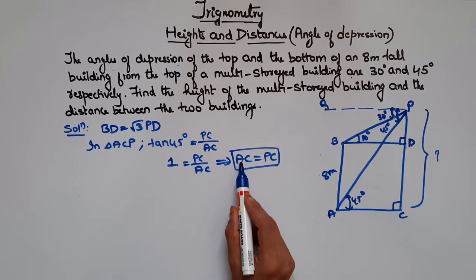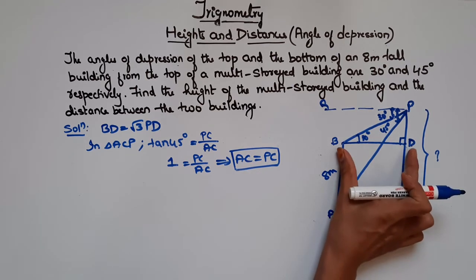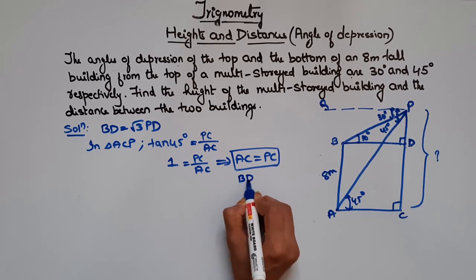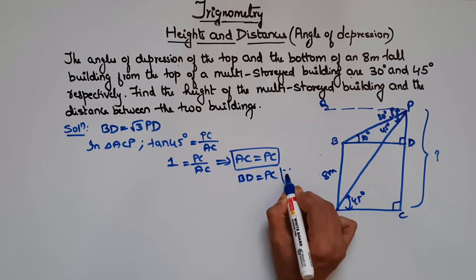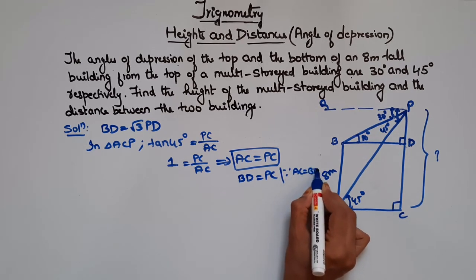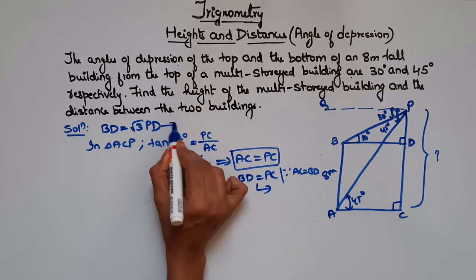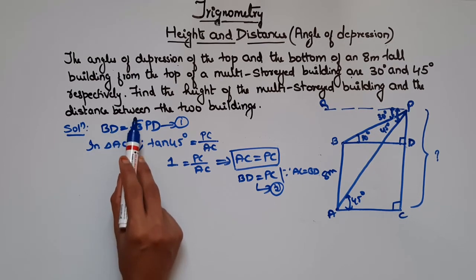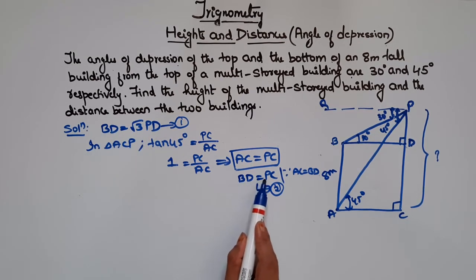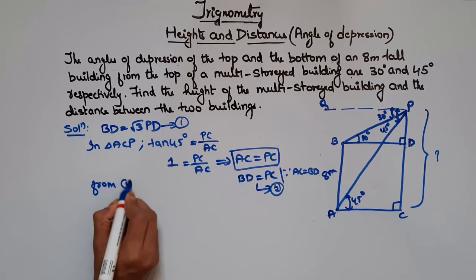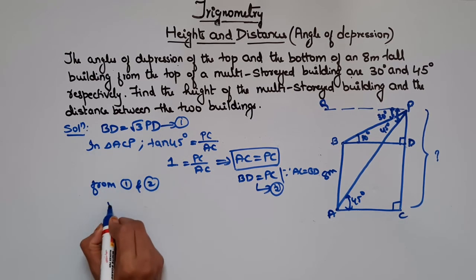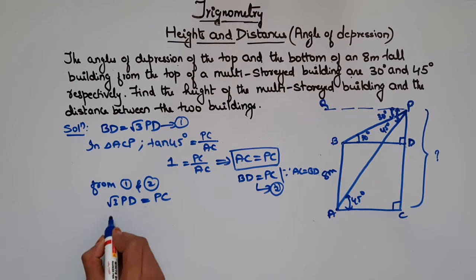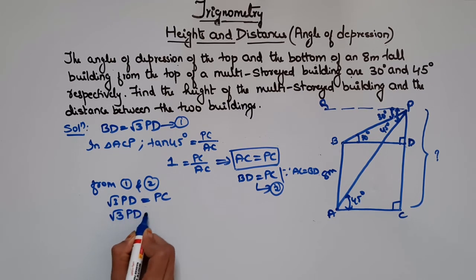So now if you see what is AC? AC is equal to BD, right? So we can replace this AC by BD. So BD is equal to PC since we know AC is equal to BD. Now we have equation, let's take this equation as 1 and this equation as 2. So here we have BD is equal to root 3 into PD and here we have BD is equal to PC. So from 1 and 2, it is clear that root 3 into PD is equal to PC.